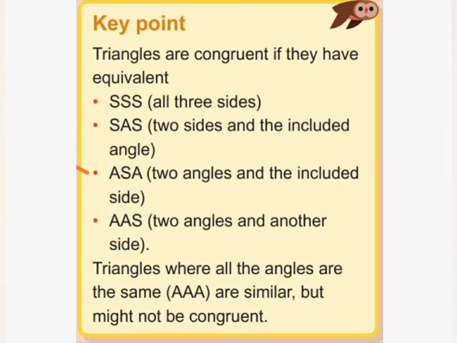And then we have ASA, in which two angles and the included side between them. And then we have AAS, which means two angles and another side. Now, these four are the rules of congruent triangles.